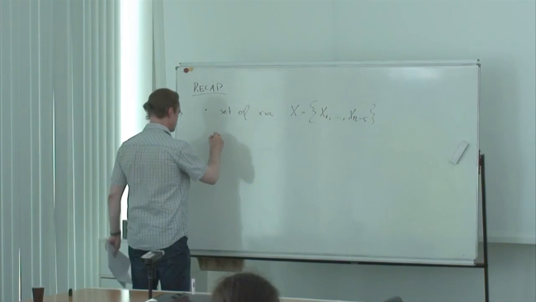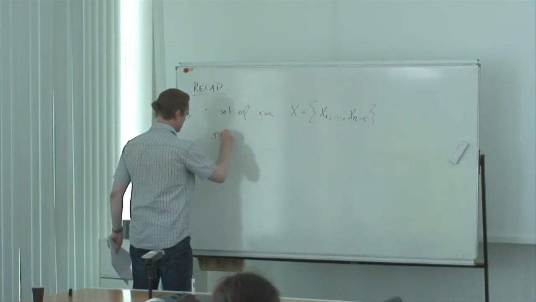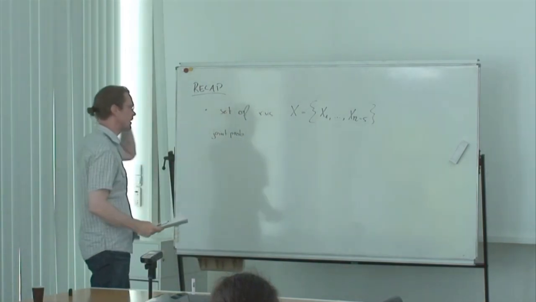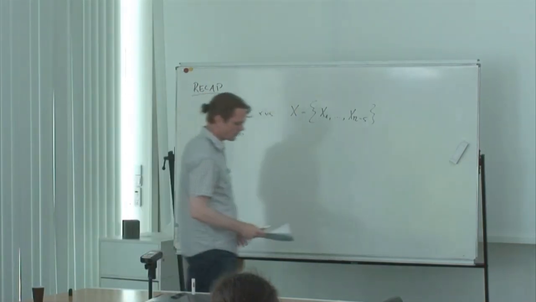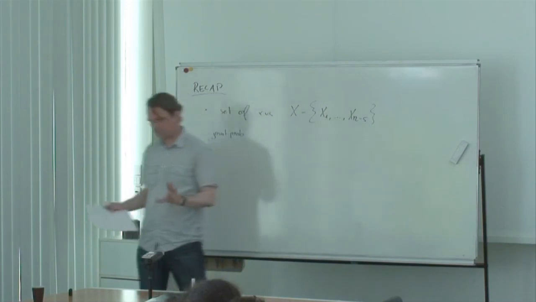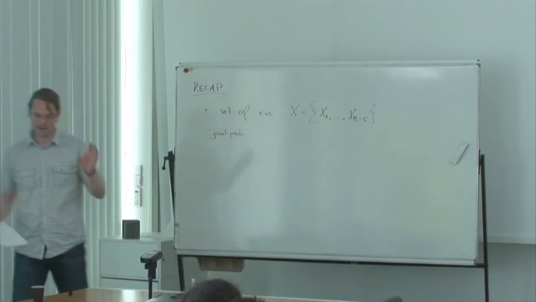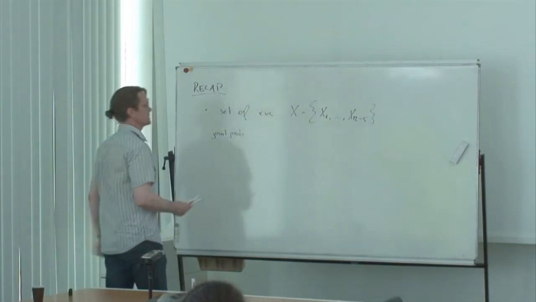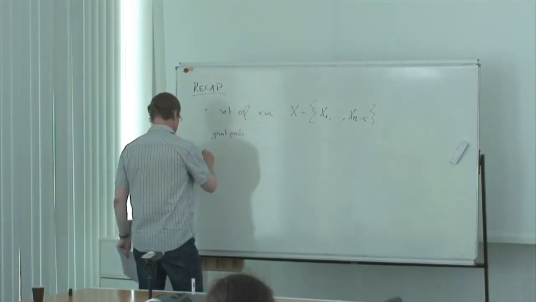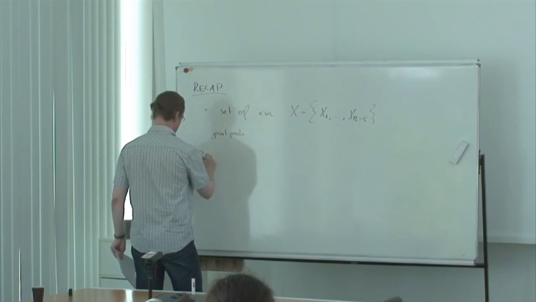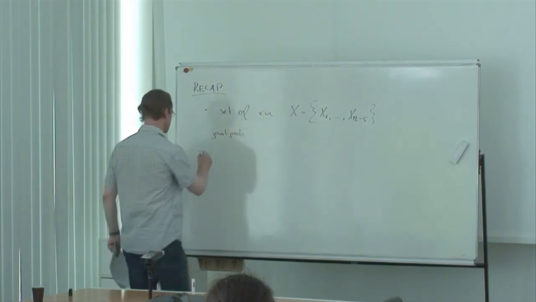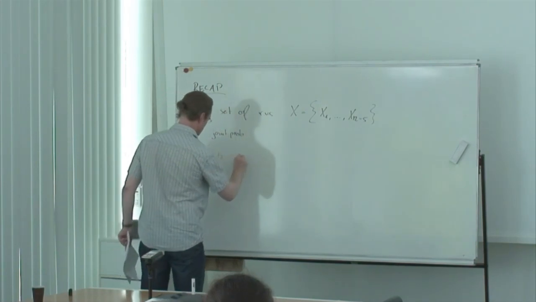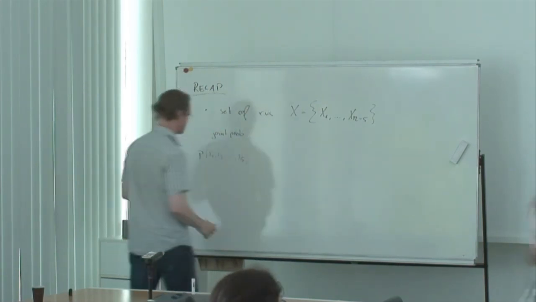Now we are interested in the joint probability of these 5 random variables, or we are interested in joint probability of observing a specific instantiation of the values of these 5 random variables. So we're interested in the value of the probability of x1, x2, all the way up to some x5.